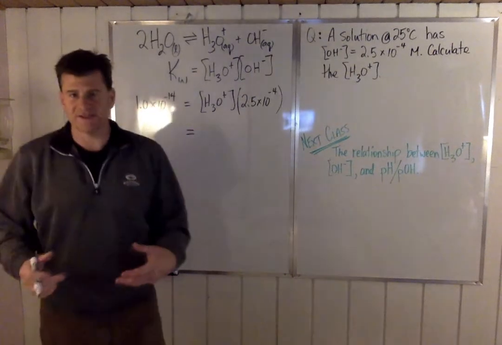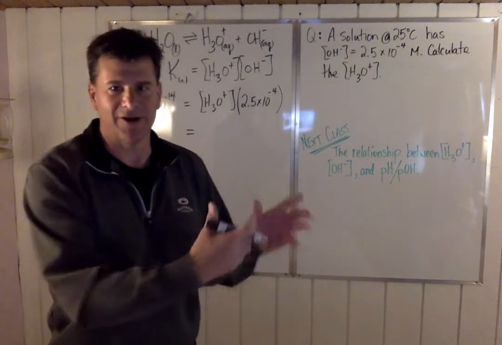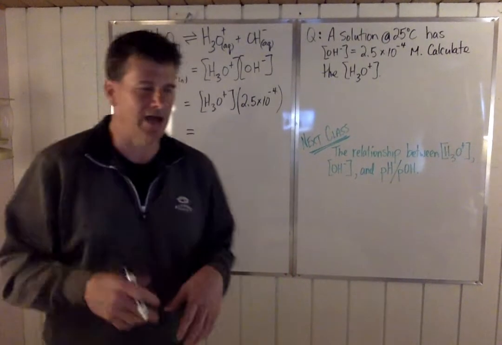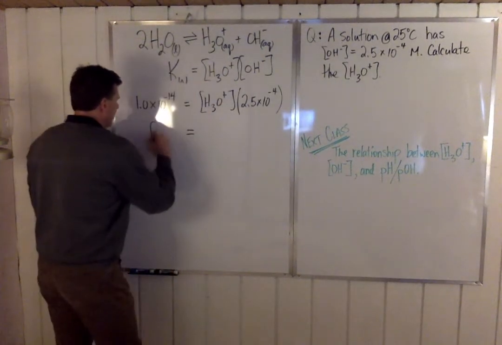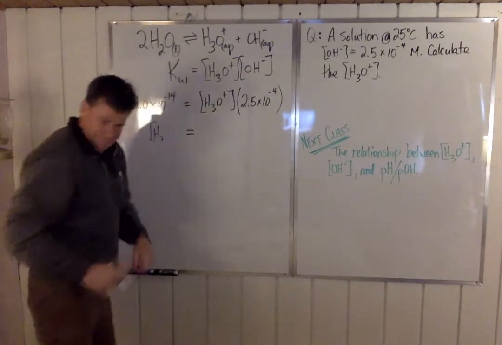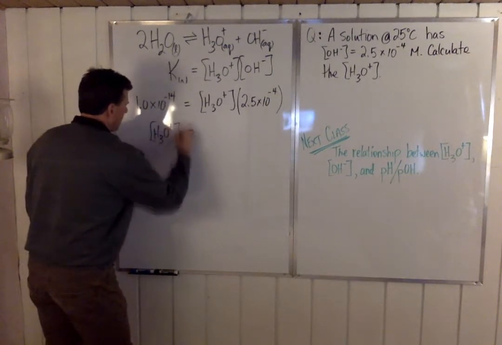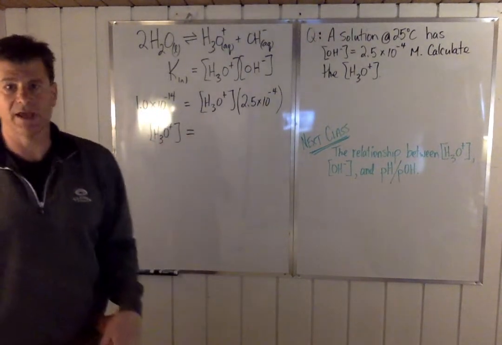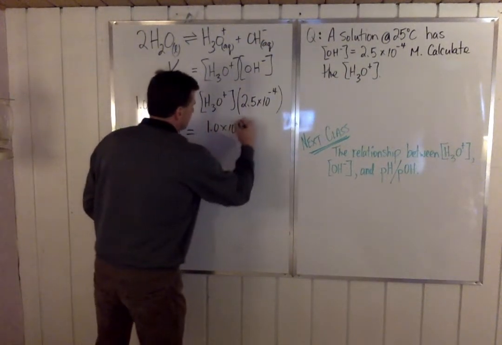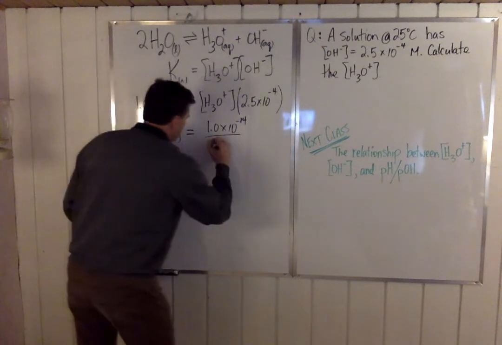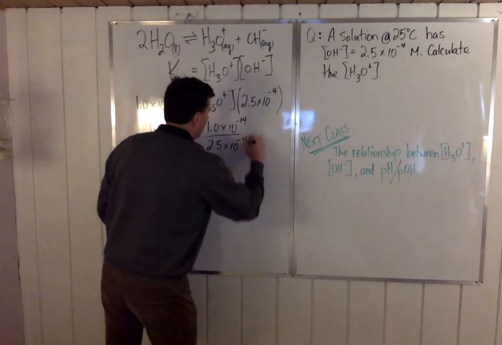So just so it fits my eye, like I like to, my algebra, I don't know, I grew up learning that the variable goes on the left-hand side. So that just fits my eye. So you'll see me do this all the time. So I'll kind of pretend that this was over on the other side. So the hydronium concentration is going to be the Kw divided by the hydroxide. So 1.0 times 10 to the negative 14 over 2.5 times 10 to the negative 4.